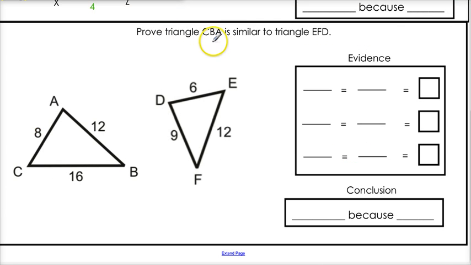Okay, so we want to prove triangle CBA is similar to triangle EFD. To do this, let's check out our corresponding sides.